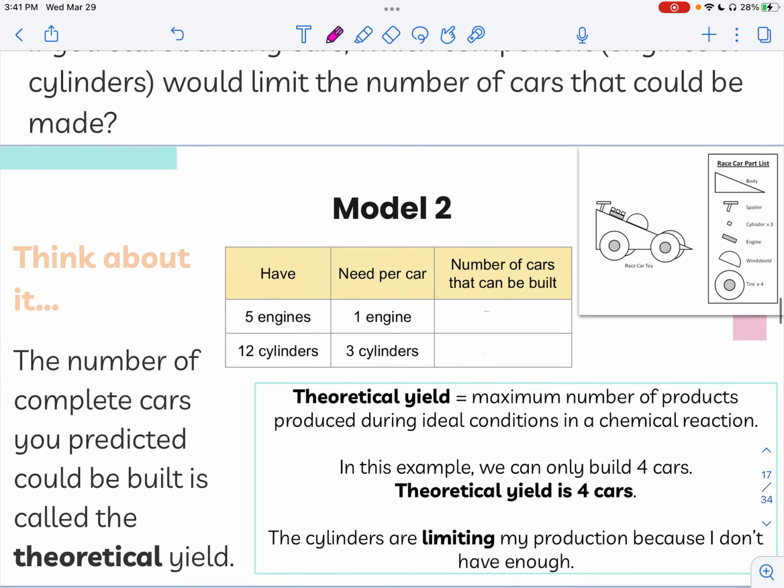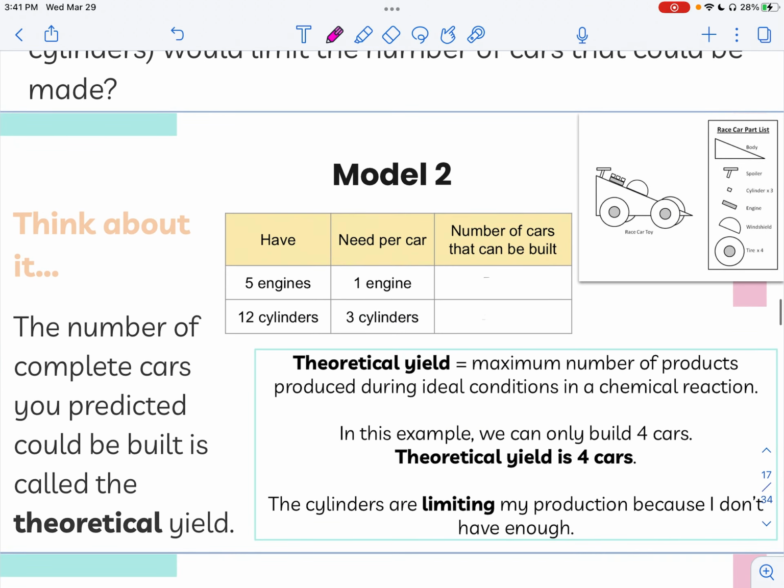So the way that I typically think about it is sometimes I'll put it in a chart or kind of write down what I know. So I know that I had 5 and 12. I knew what I needed per car. So then I could think, okay, well, how many cars can be built? I have 5, I only need one, so I can make 5 cars. If I have 12, I need 3 per car. I can make 4 cars.